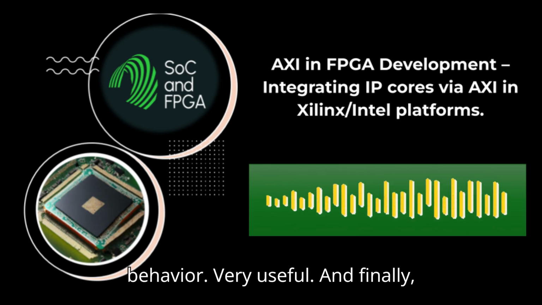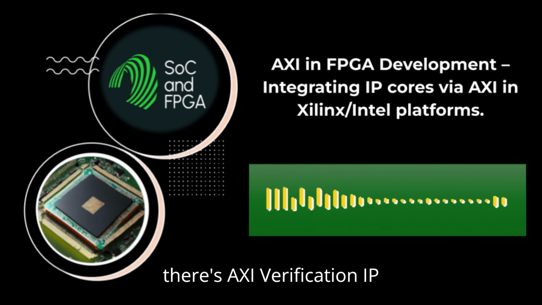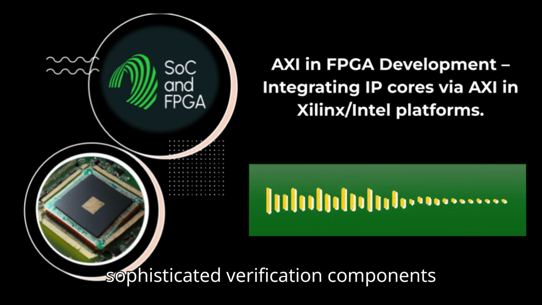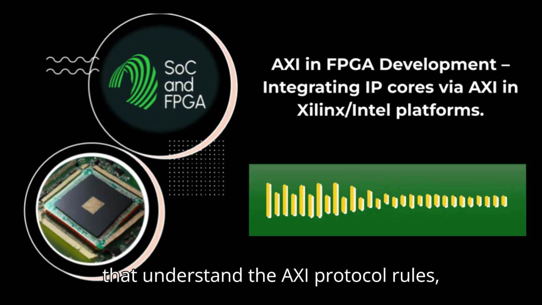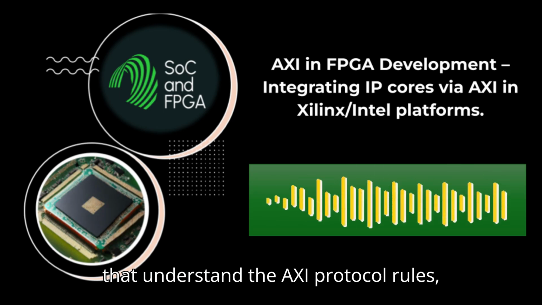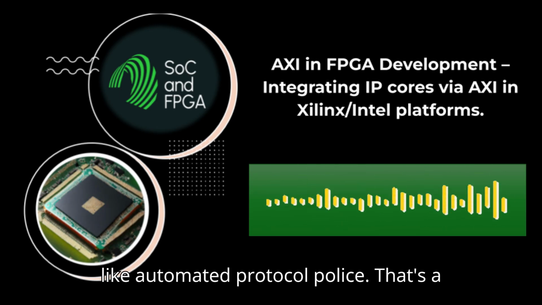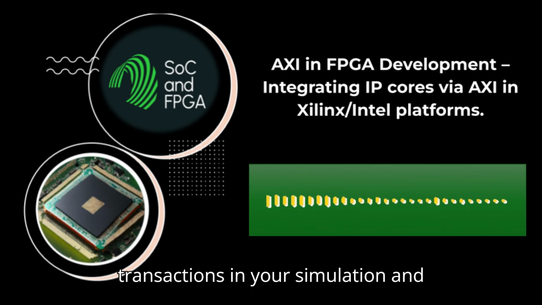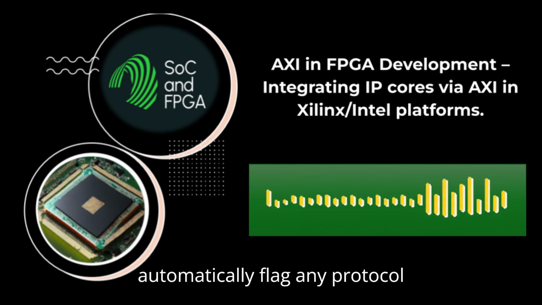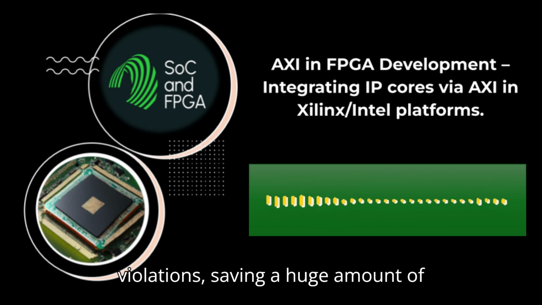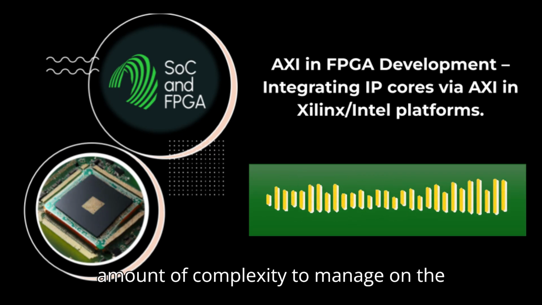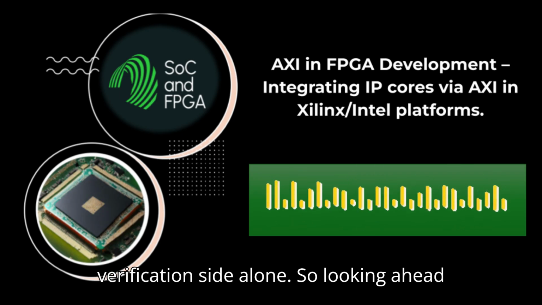Very useful. And finally, there's AXI Verification IP, or VIP. These are pre-built, sophisticated verification components that understand the AXI protocol rules. Like automated protocol police. That's a great way to put it. They monitor the AXI transactions in your simulation and automatically flag any protocol violations, saving a huge amount of manual checking. Wow, that's a huge amount of complexity to manage on the verification side alone.